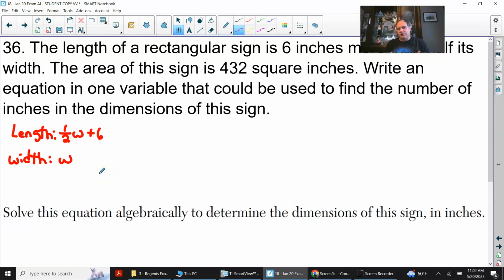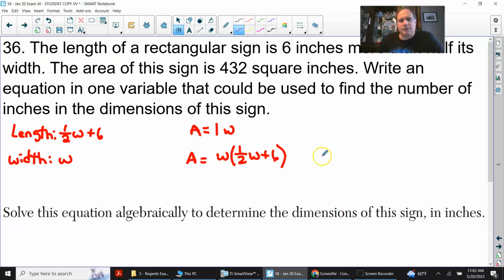Now, solve this equation. It says write an equation first off and then solve the equation. So the equation would be area equals length times width. So area equals, and this is basically what I would put down, W times 1/2 W plus 6. And then they gave you the area, so I'm going to erase this. This is 432, the area.